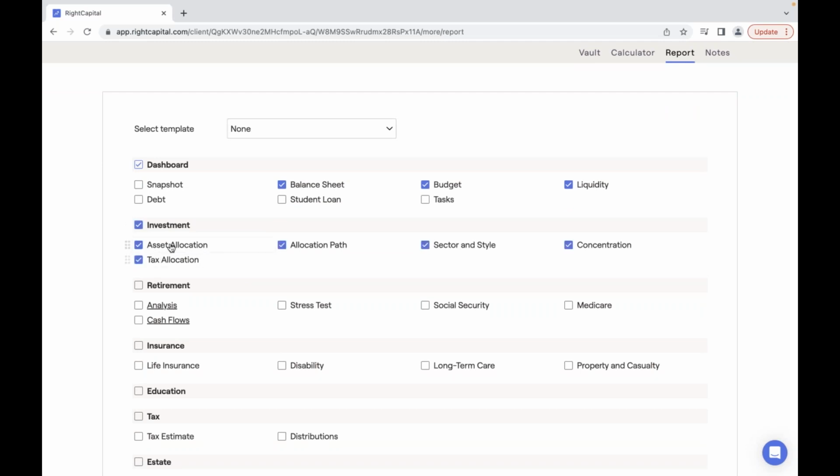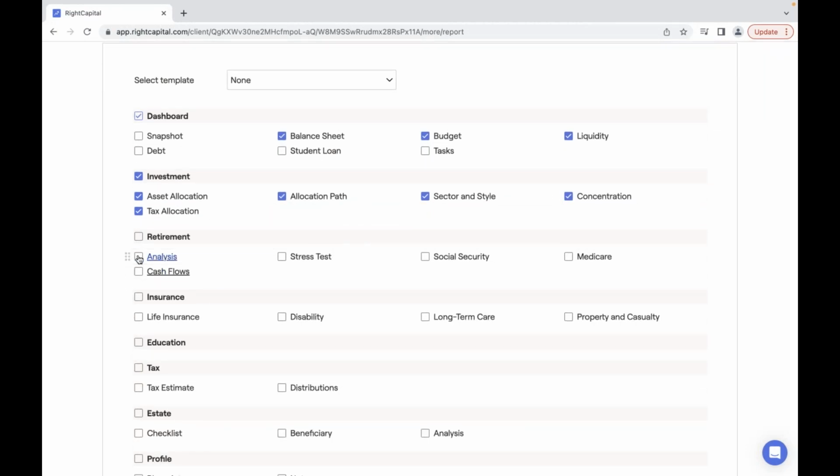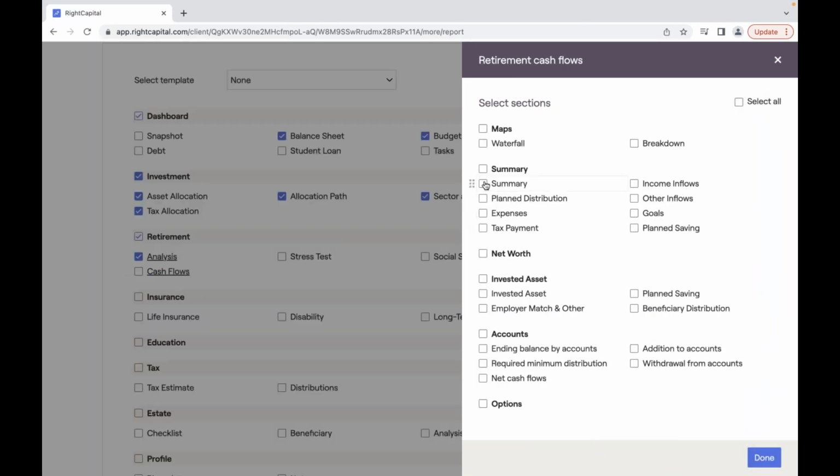Maybe we want to look at the investments as well, the investment asset allocation, the trajectory of the asset allocation over time, sector and style concentration. And in addition to that, we're going to look at the retirement analysis and maybe just a few of the cash flows to help walk through some of that information.